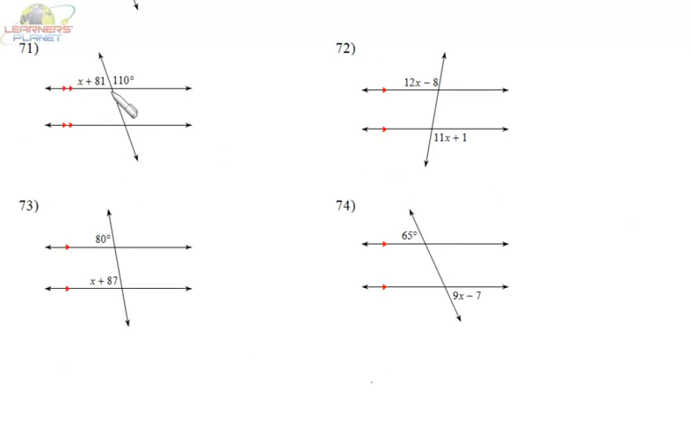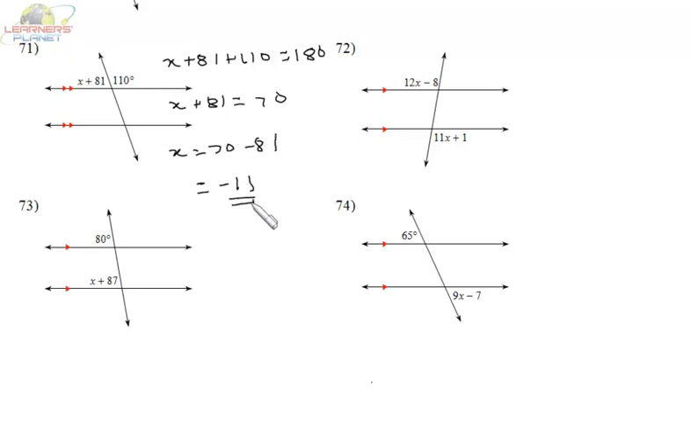Now in this case x plus 81 and 110, both of them are forming a linear pair. So the sum of these two will be 180. So x plus 81 plus 110 will be 180. So x plus 81 is 70. So x is 70 minus 81, or we can say minus 11. Clear?